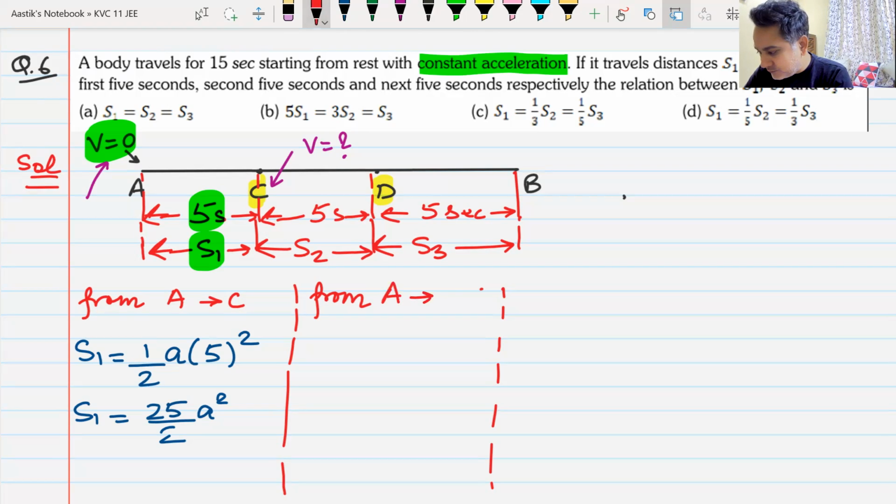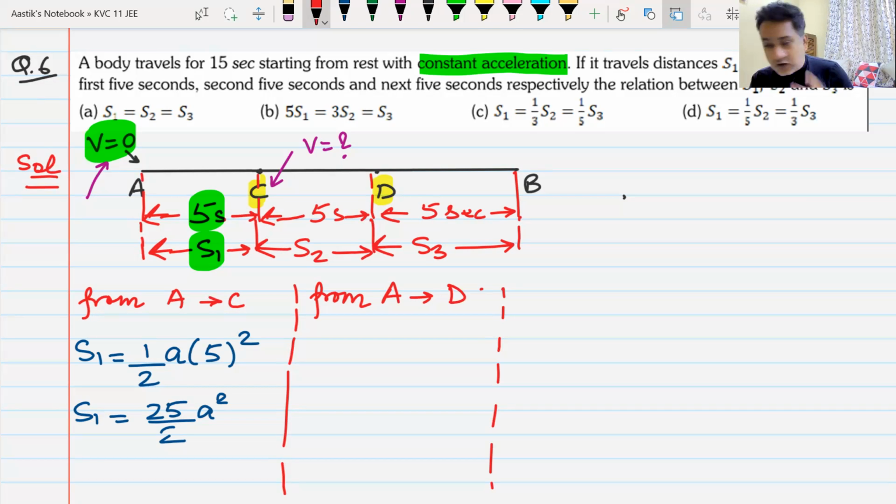Do we understand what I have done? I can do that because the acceleration is the same. Do we understand this? If the acceleration was different, I could not have done this. Since the acceleration is the same, I can do it. Now I will make the equation from A to D. Again, I will use equation number 2.